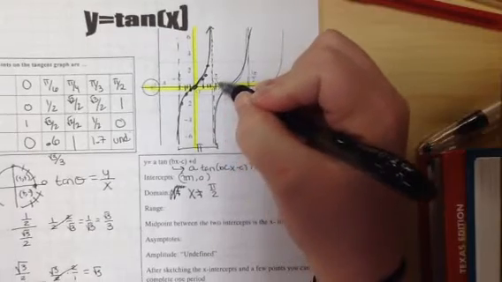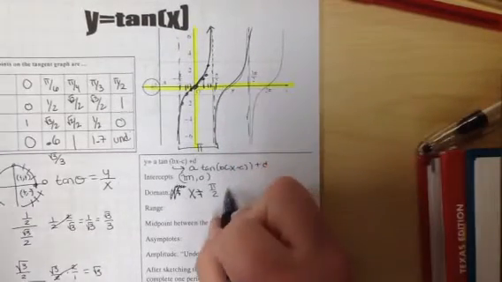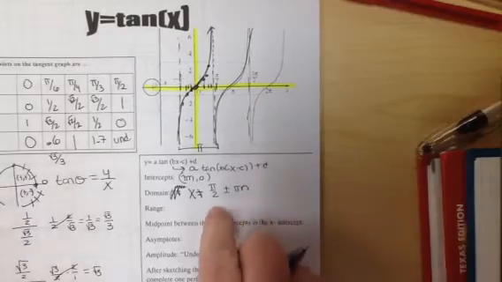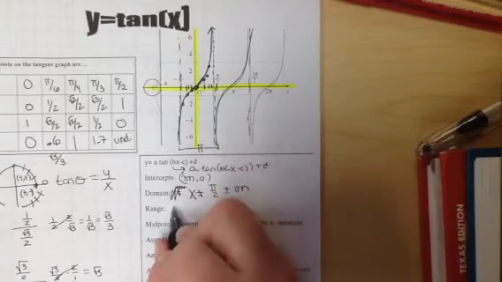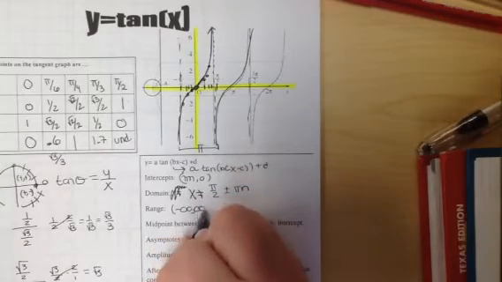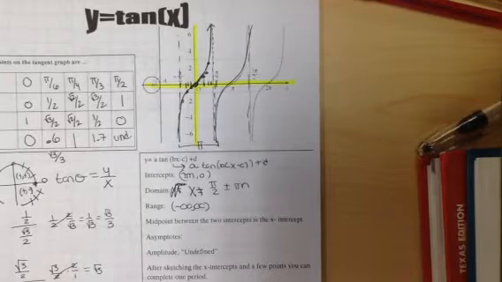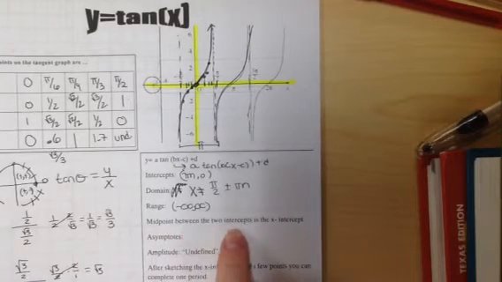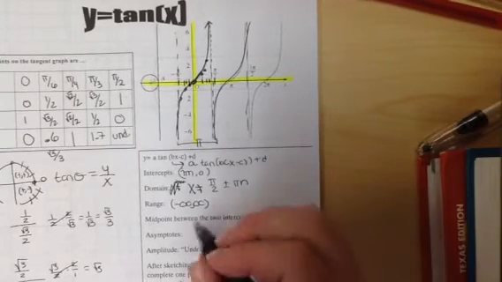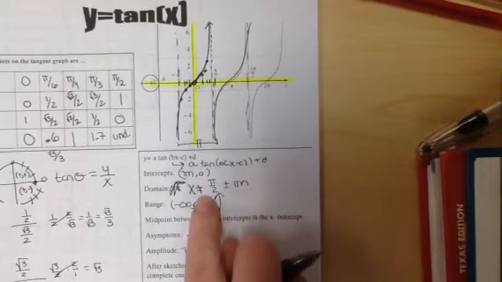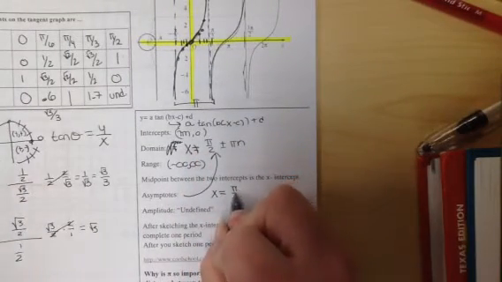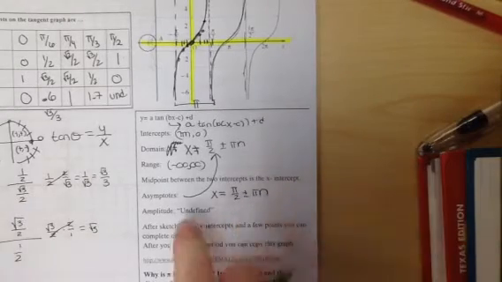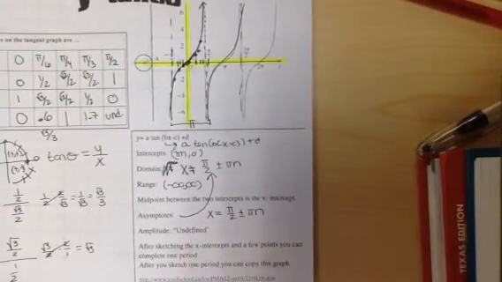And then, like I just said a couple minutes ago, tangent's period is pi, so we're going to do plus or minus pi n, because I'm going to have an asymptote every pi units away from my first asymptote. The range now is negative infinity to infinity because the graph is going to go up and down forever. Halfway in between the two asymptotes, you will always have an intercept, and up here, where this is the domain, that actually is the equation of the asymptotes, where you put an equal sign instead. The amplitude is undefined because it goes up and down forever.